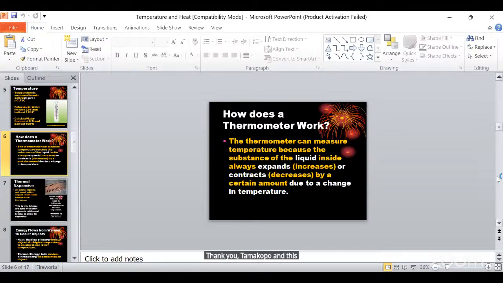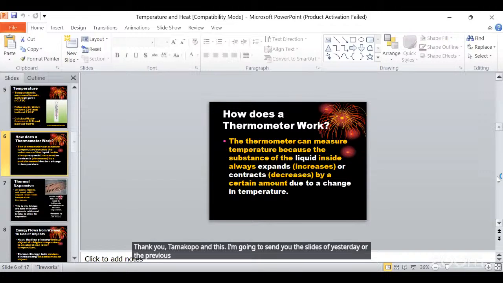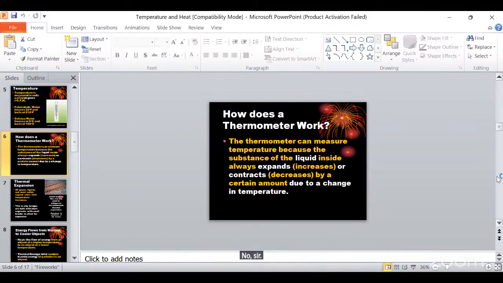I'm going to send you the slides of yesterday or the previous class if you are patient. Or you already have it? No, sir. Okay, you are going to have it today. How many types of thermometer now? That's 4. Okay, go ahead. That's all I know. Okay, Onoja, how about you? Marvelous Onoja.